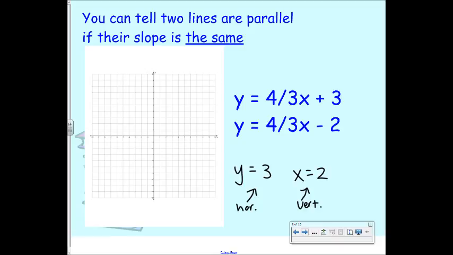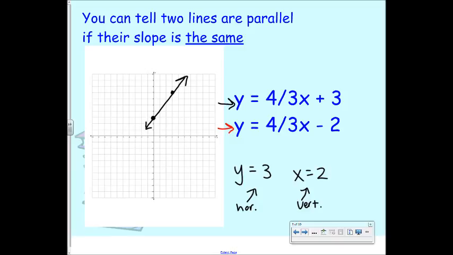And if I were to graph this one, how could I do that? Where would I start? At positive 3 on the y-axis, because it's the y-intercept, all right? And then from there, what do I do? Go up 4 and right 3, 1, 2, 3, and there's my line. Up 4, right 3, because they're both positive.